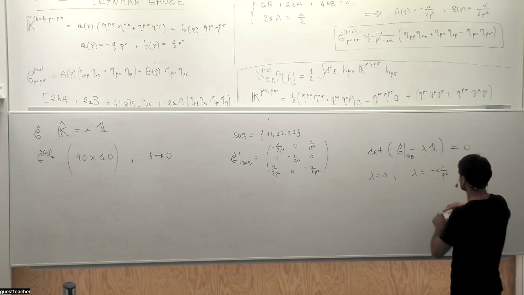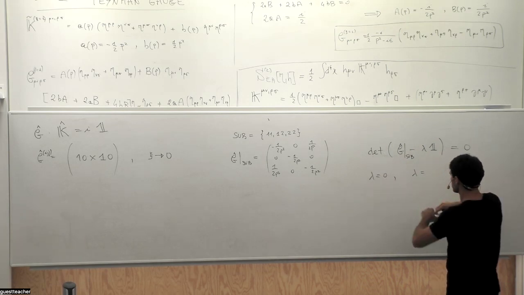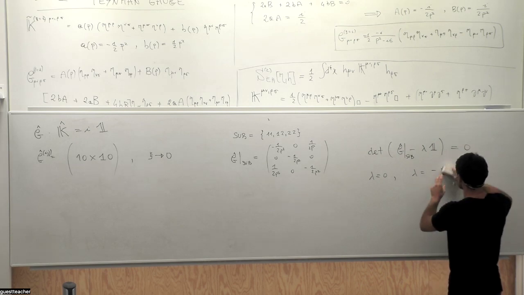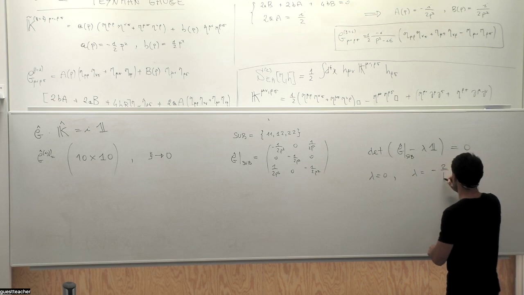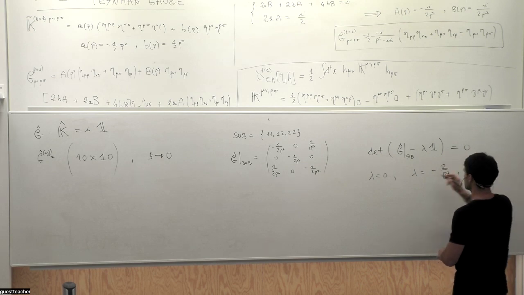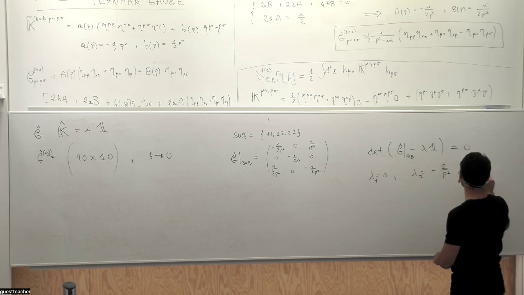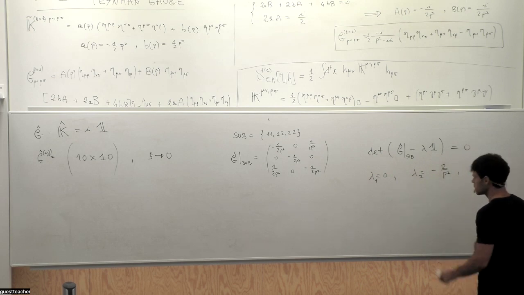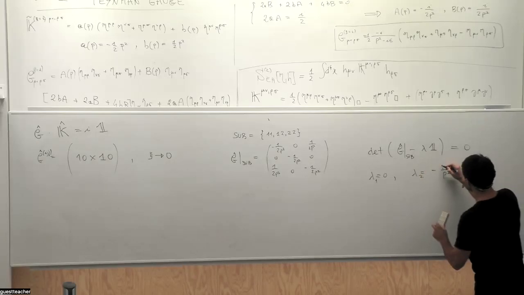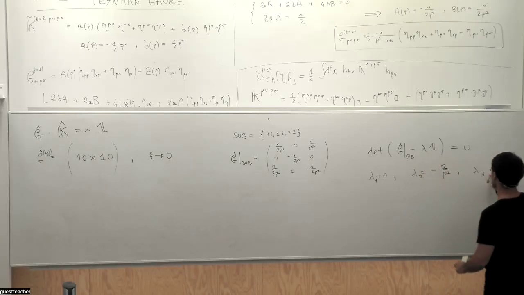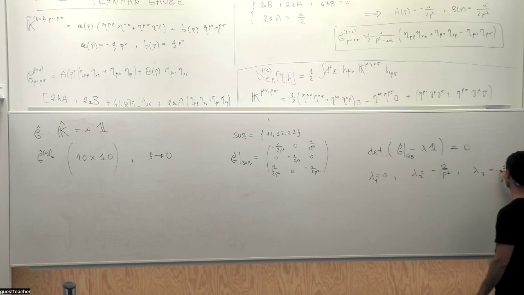And, well, yeah. We don't need to put I. I'm forgetting the I for now. 1 over 2p square. And lambda 1, lambda 2, lambda 3, equal to what? Equal to 1 minus p square.